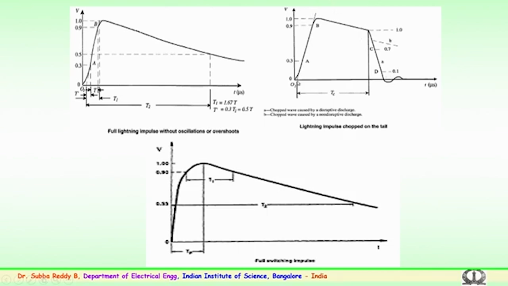Similarly, you have a lightning impulse chopped. This is again a similar waveform, the chopping is intentionally done either on the tail or on the front. In the transmission network these types of surges are likely to be seen across the transformer or any other equipment. The intention is to simulate such conditions in the laboratory and check whether the insulation could withstand them. So, that is where the chopped lightning impulse is being carried out.